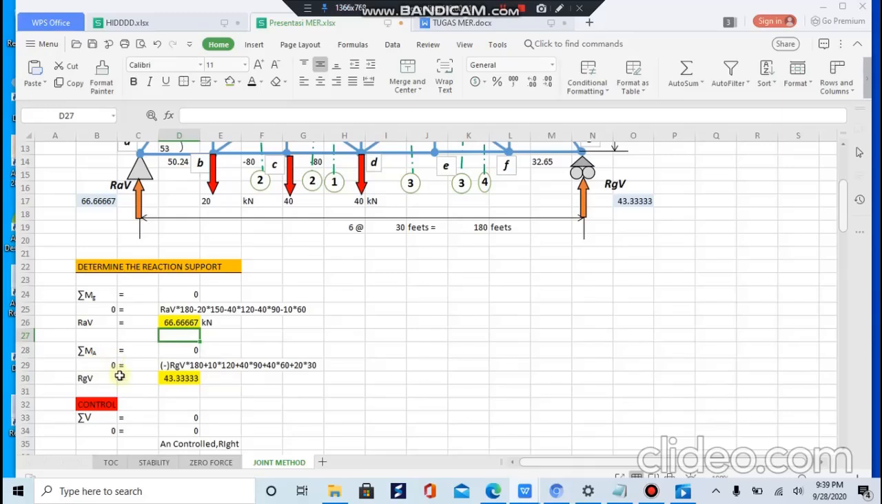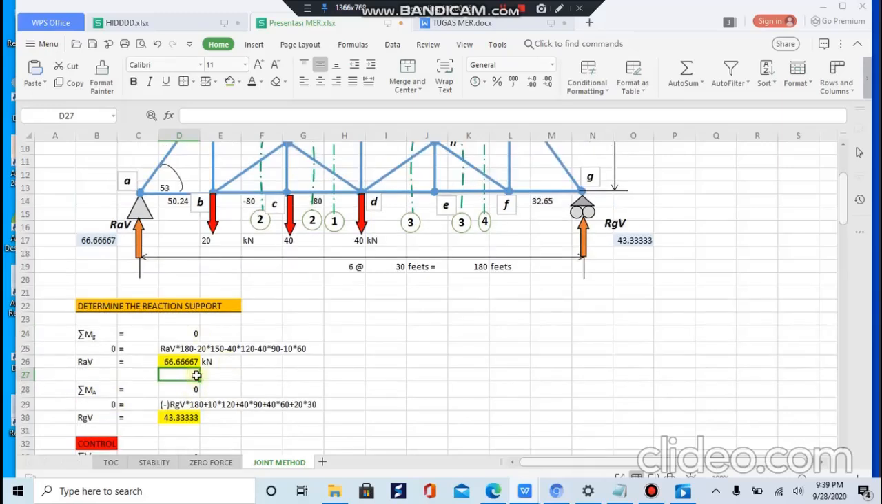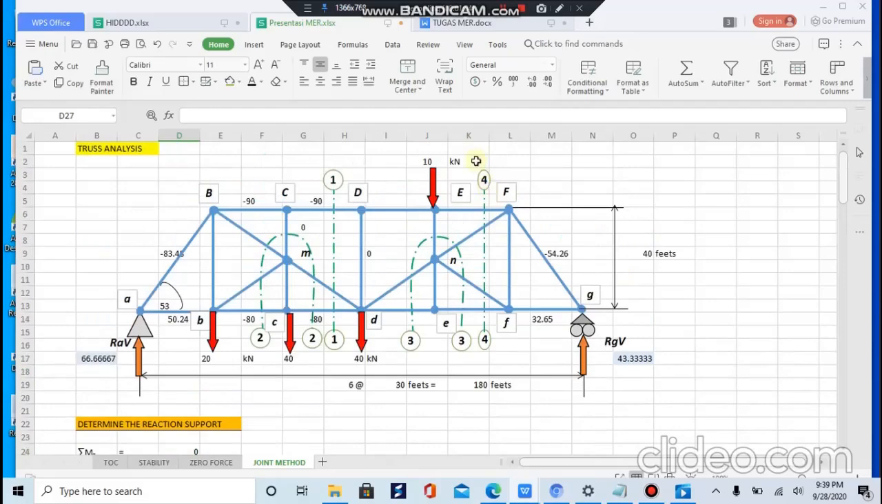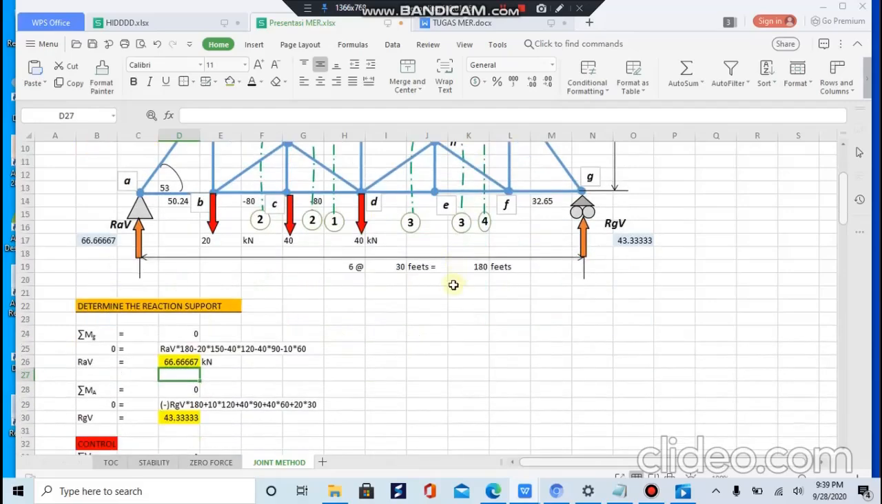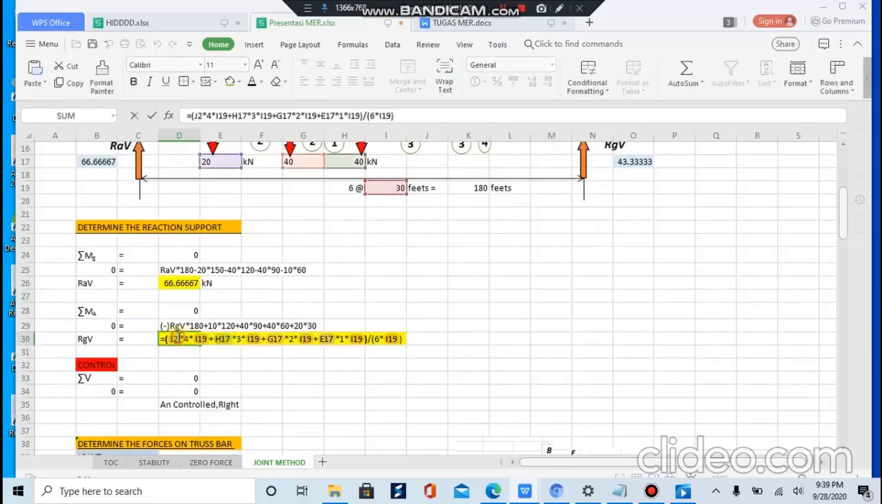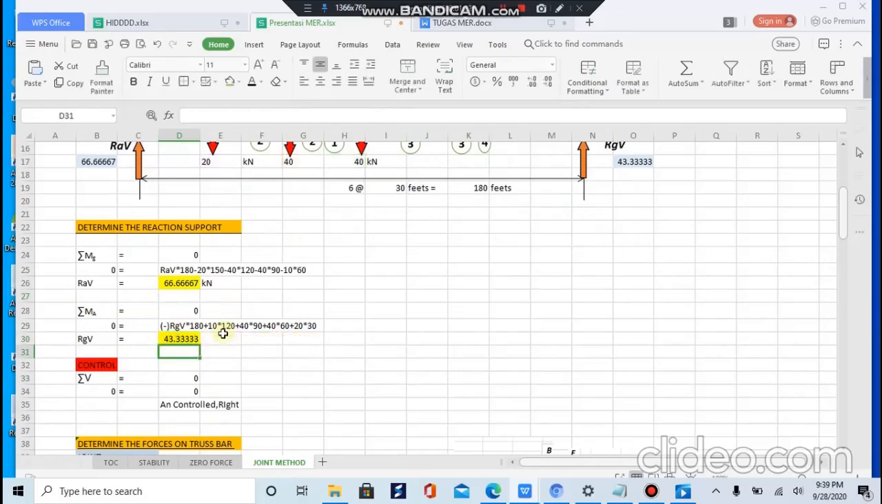It's the same with sigma MA. Sigma MA is equal to 0, so 0 is equal to minus RGV times 180 plus 10 times 120 plus 40 times 90 plus 40 times 60 plus 20 times 30. So RGV is 43.33.